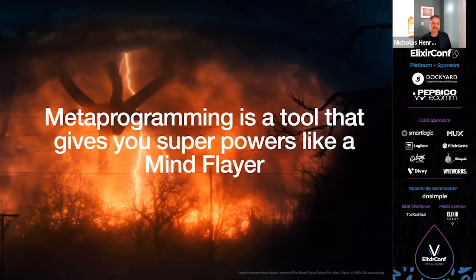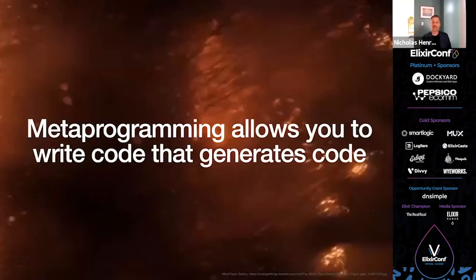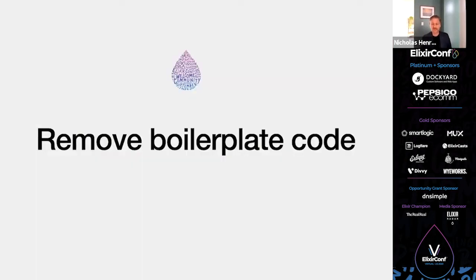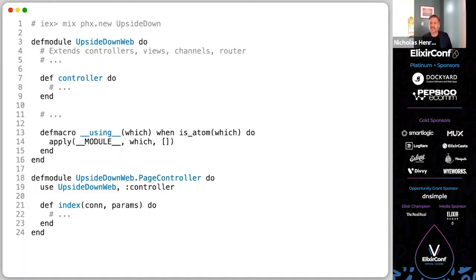Metaprogramming is a tool that gives you superpowers like a mind flayer. Metaprogramming allows you to write code that generates code. Metaprogramming gives you the power to remove boilerplate code, as the Phoenix generator does when it creates a web module used by your controllers, views, channels, and router. It removes multiple imports and aliases that would otherwise be repeated in these modules.